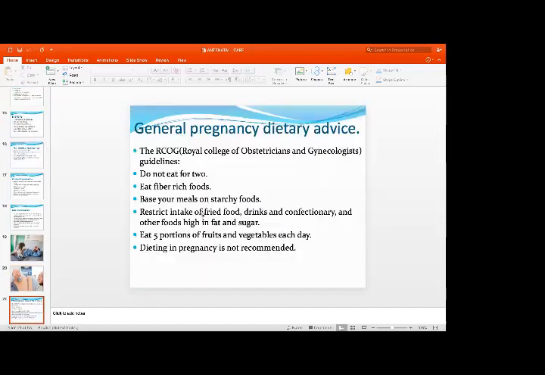What is the general advice which is given regarding diet during pregnancy? There are RCOG guidelines or recommendations that she should not eat for two. She will not eat too much, thinking that she has to eat for two. She will only eat for one.